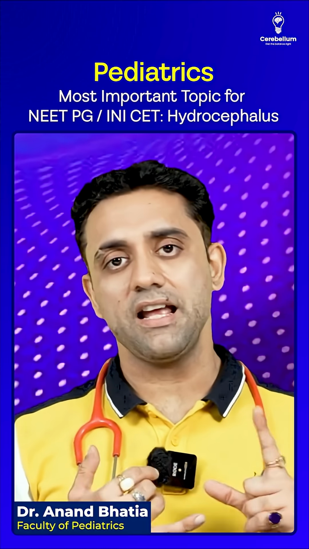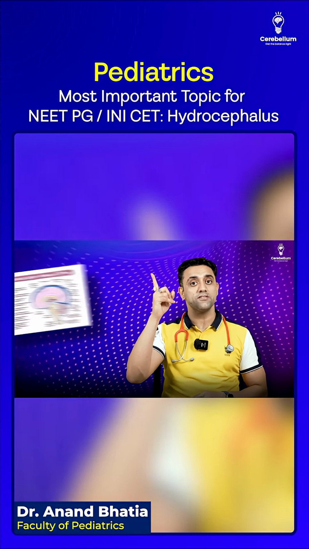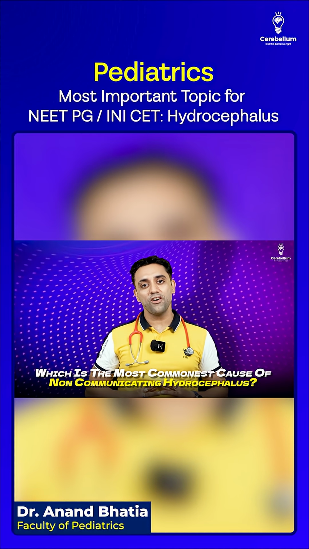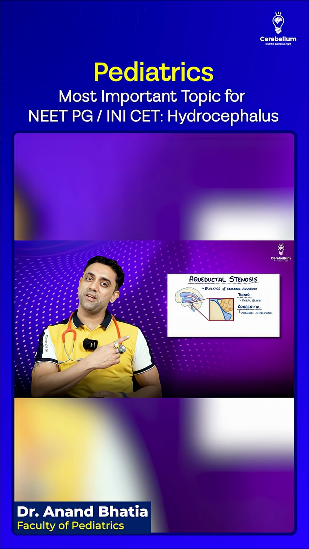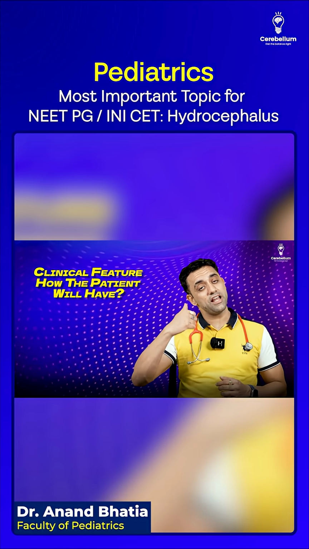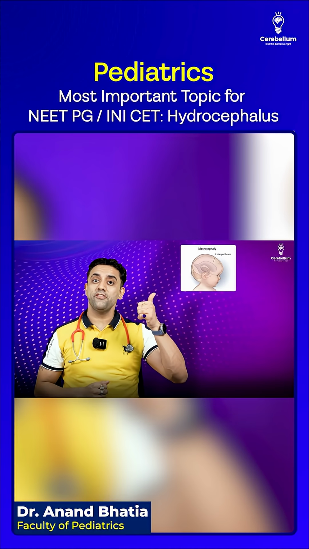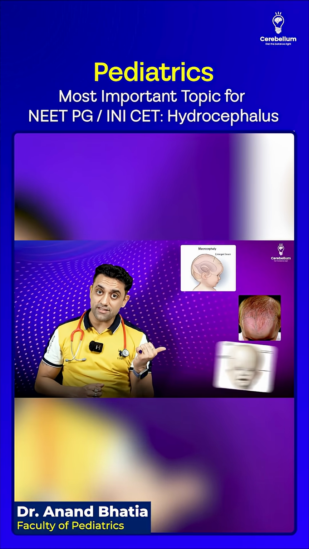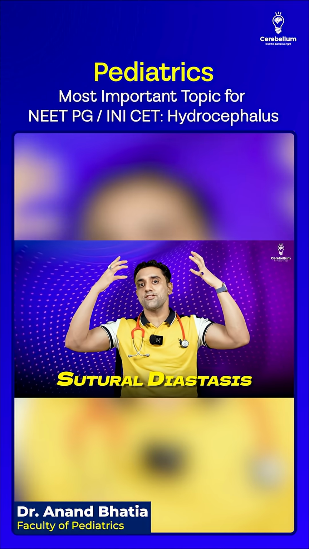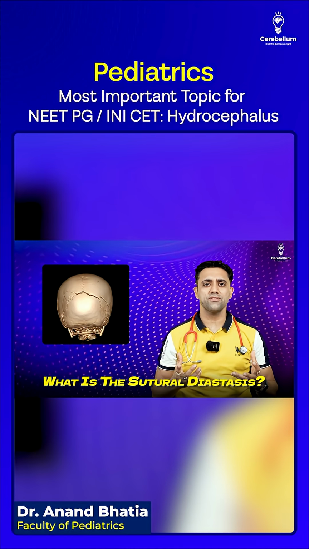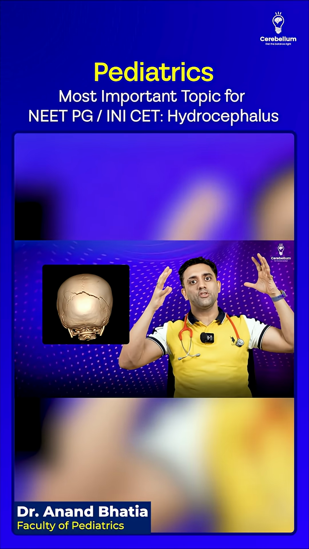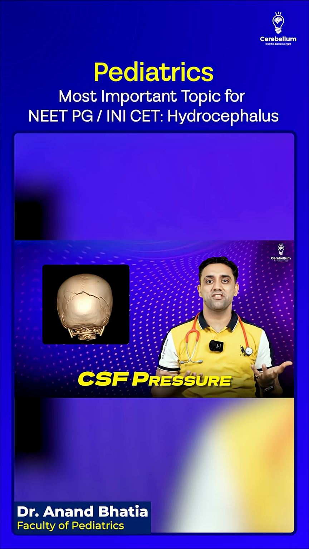Let's quickly revise again. Hydrocephalus, number 1, the problem is with the CSF pathway. Number 2, which is the commonest cause of non-communicating hydrocephalus? Aqueductal stenosis. Clinical features: the patient will have macrocephaly, dilated scalp veins, sunset sign and sutural diastasis. What is sutural diastasis? There is an opening of the sutures because of the CSF pressure.